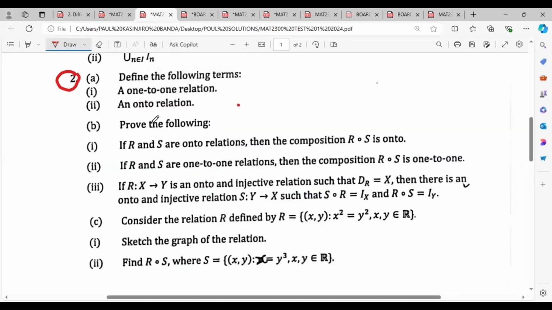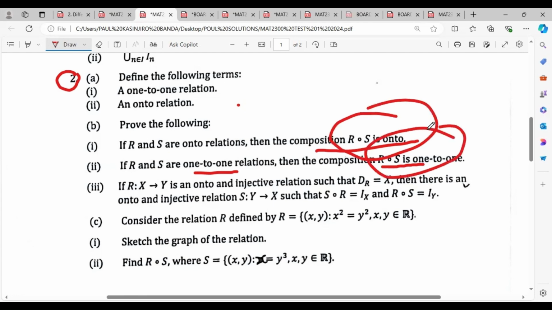So on B now, they're saying prove the following. The first one, if R and S are onto relations, then we must prove that their composition is also onto. And the second one, if R and S are one-to-one relations, then their composition R of S is also one-to-one. So we are trying to prove that this one is onto and this one is one-to-one, given that R and S are onto and one-to-one respectively.